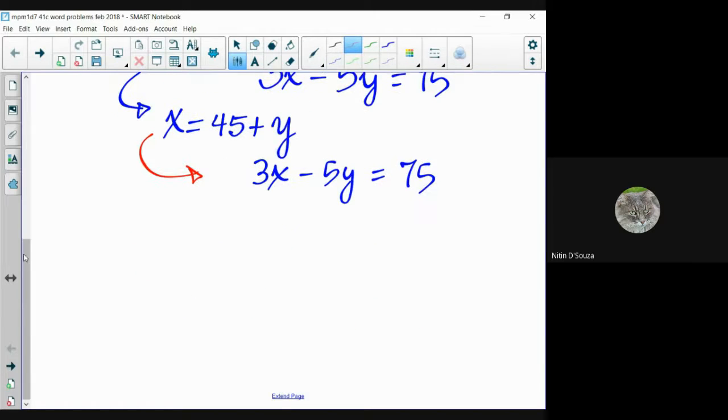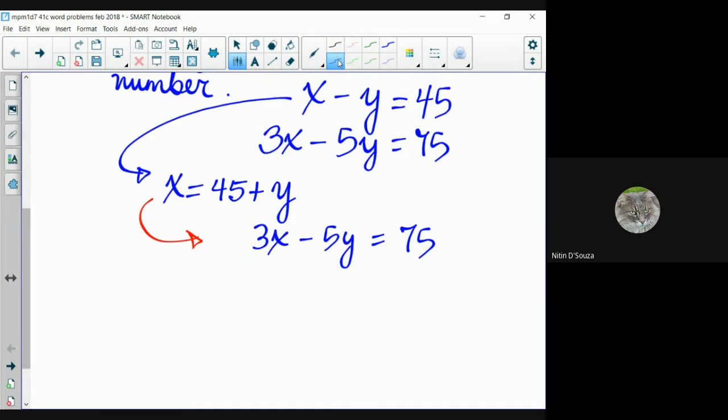So it would look like 3 times x minus 5y equals 75. And instead of x, I'm going to put 45 plus y. Please lay the work out step by step. And if you're not sure how to do them, I'll post the solutions we took up so far later today.